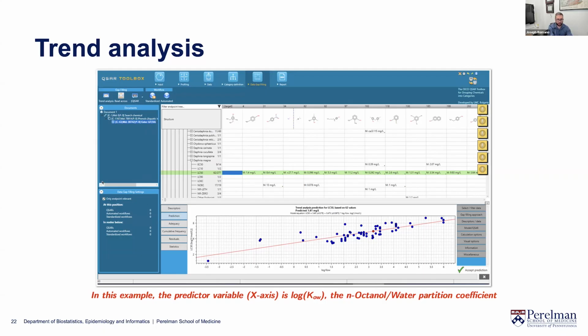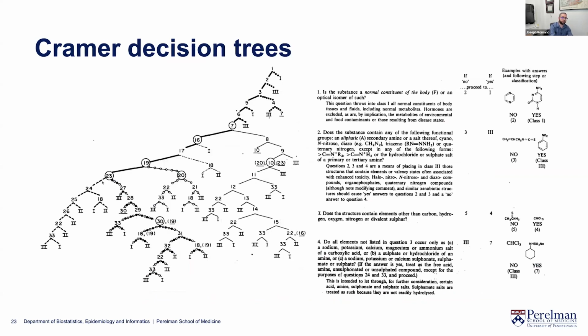where in this case, the predictor variable shown here on this screen is the n-octanol water partition coefficient. And you see, as that particular value for chemicals increases or decreases, does it change the, in this case, LC50 value of that toxic chemical? So does it make it more toxic or not, or less?